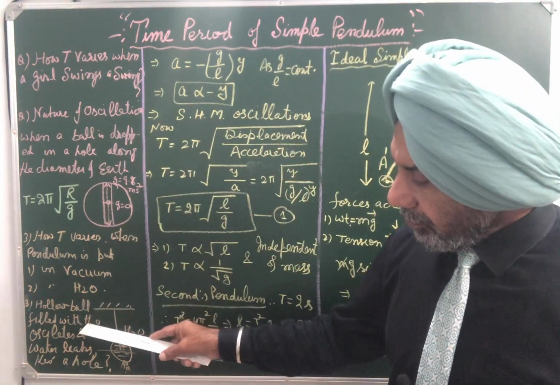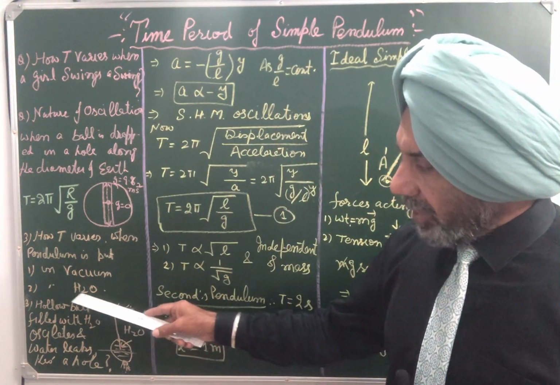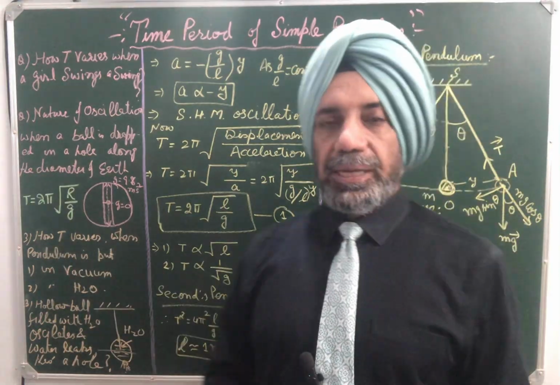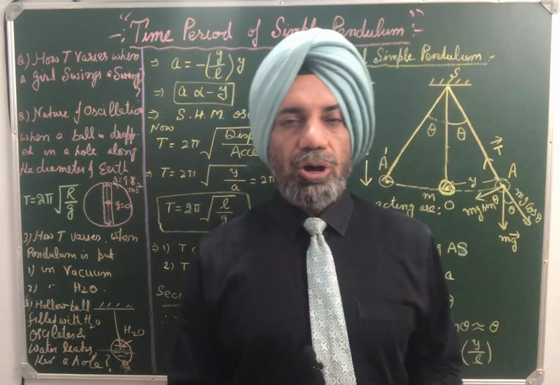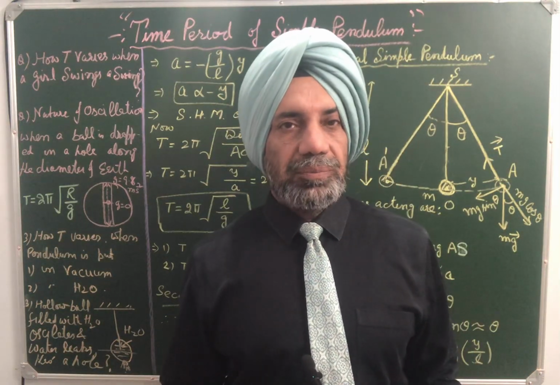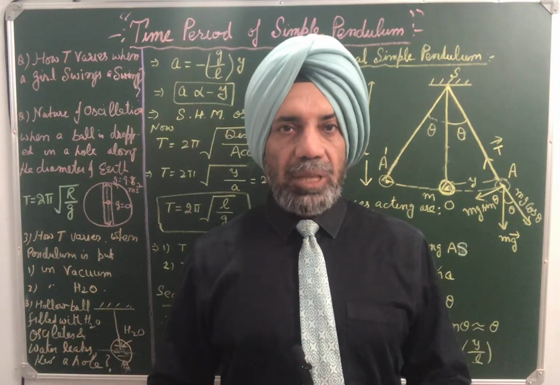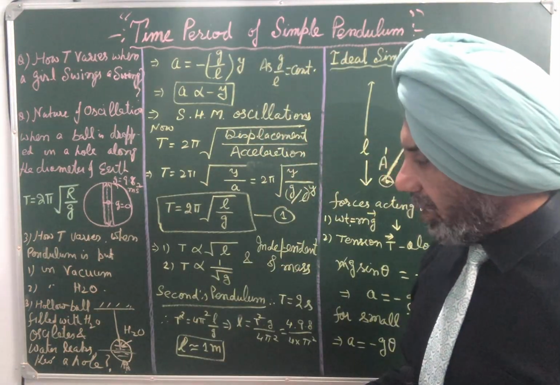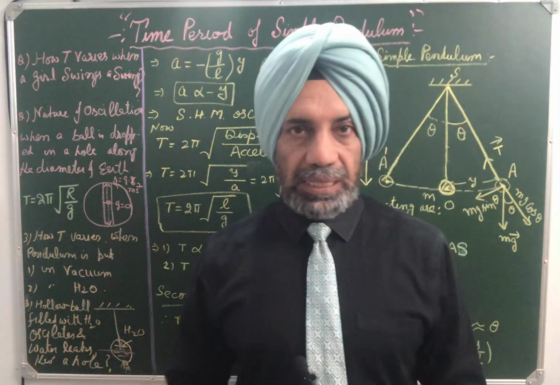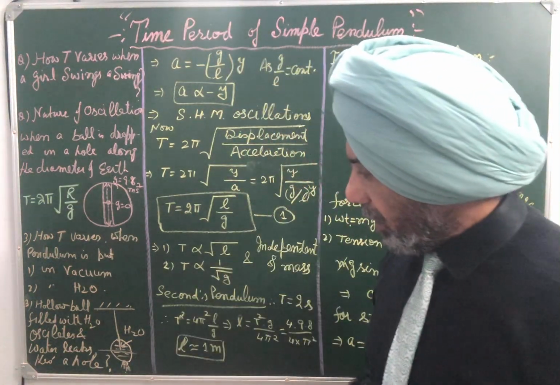Then what happens when the pendulum is taken in water? In water, resistance will be more, so oscillation will become slow for the same pendulum. So it depends upon the nature of the medium in which the pendulum is oscillating. Time period may decrease or increase depending upon the density of the medium, depending upon the opposition.